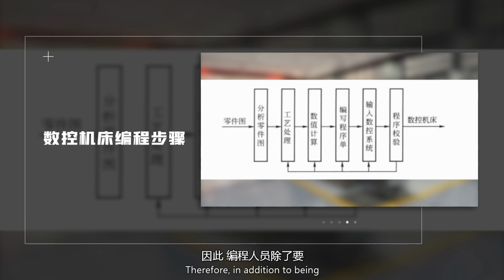Therefore, in addition to being familiar with CNC machine tools, fixtures, and CNC systems, programmers must also be familiar with the math, content, steps, and programming standards, and continuously accumulate programming experience to improve programming quality and efficiency.